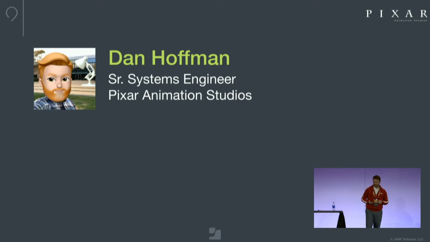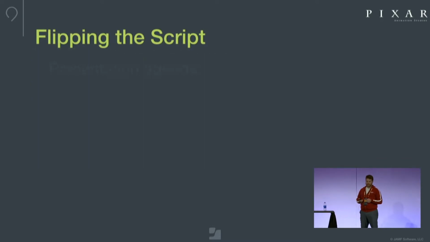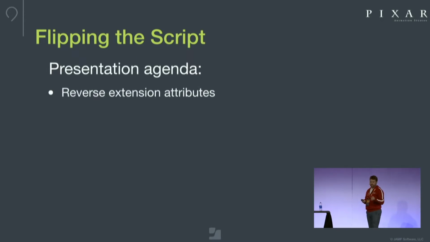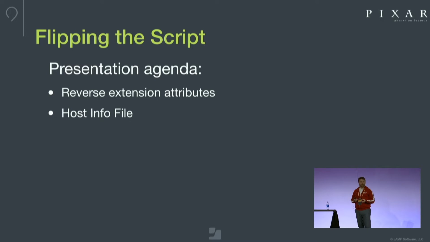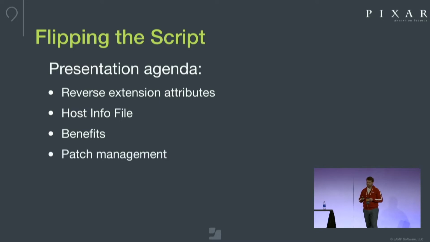And so, yeah, talking about these reverse extension attributes. The presentation agenda is we'll talk about reverse extension attributes, this clever little idea we have for working with data locally, and how it uses what we're calling a host info file to store this data. The benefits of doing something like this, and then some examples of how we're using it in patch management in our environment.